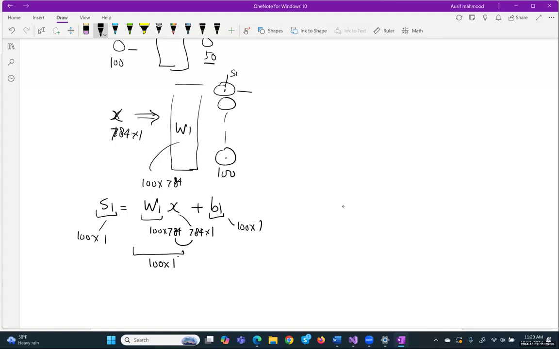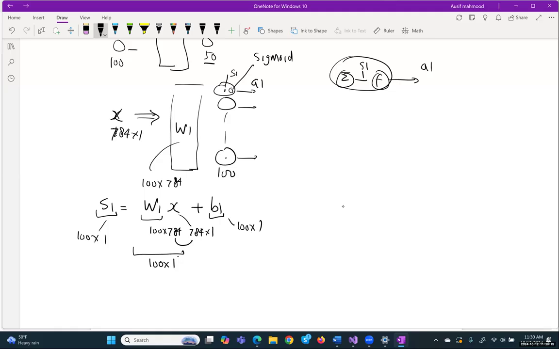Now, as we go through an activation function, suppose the activation function is a sigmoid, right? Remember, it goes like this. This is our S1, and this is our A1 in our example, and there are 100 of these.